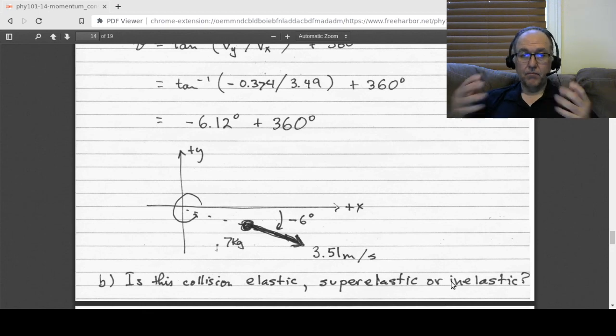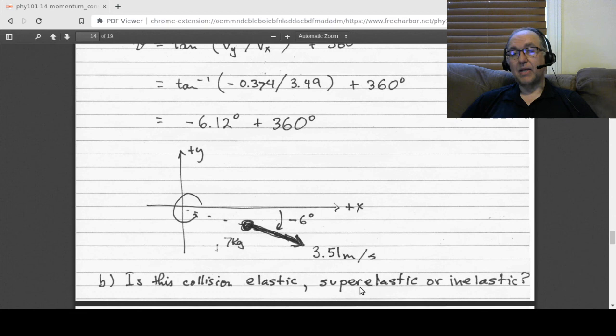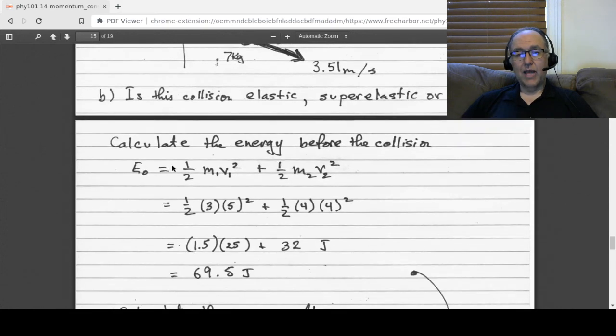Did the energy stay the same? Then it's elastic. Did the energy increase? Then it's superelastic. Did the energy decrease? Then it's inelastic. Okay, so part B is actually pretty easy. All right, so let's do that.